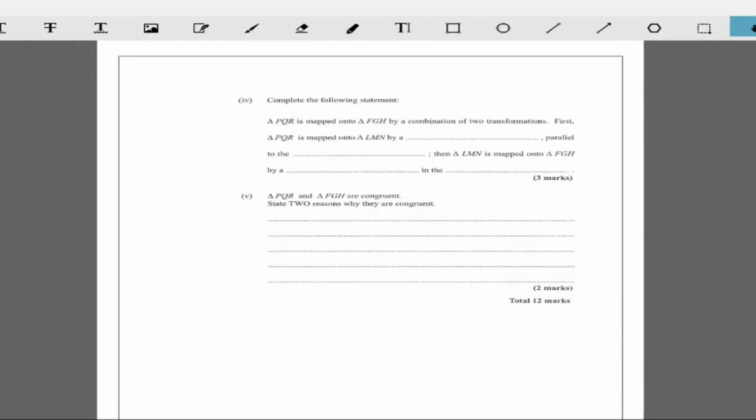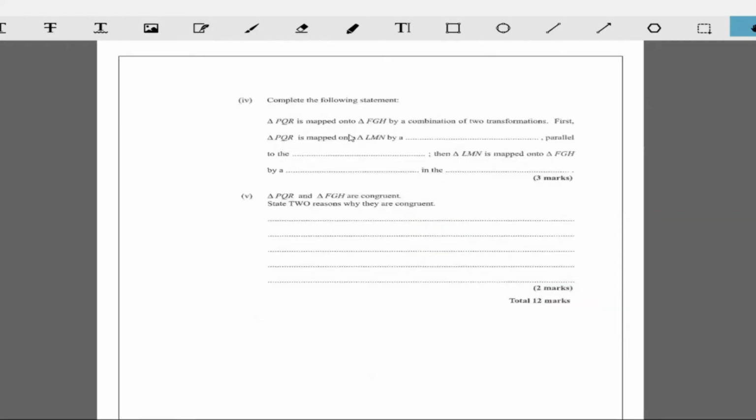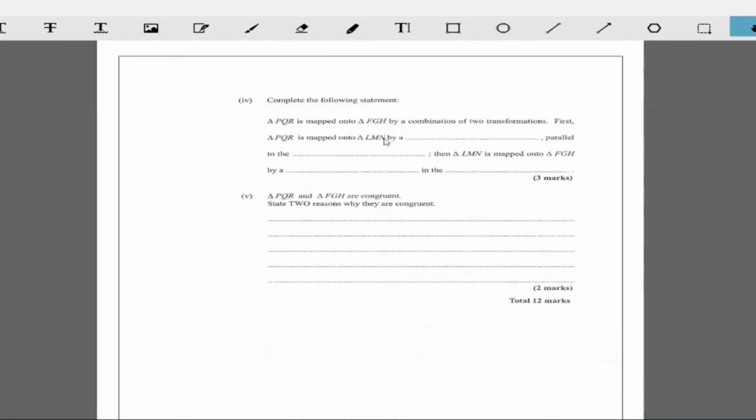Now next it says, complete the following statements. Triangle PQR is mapped onto FGH by a combination of two transformations. First, it would be mapped by a translation, then a reflection. First, triangle PQR is mapped onto LMN by a translation. Yeah, this is a translation.